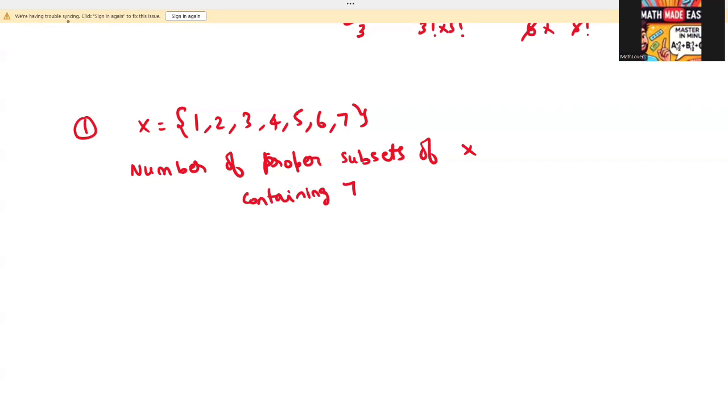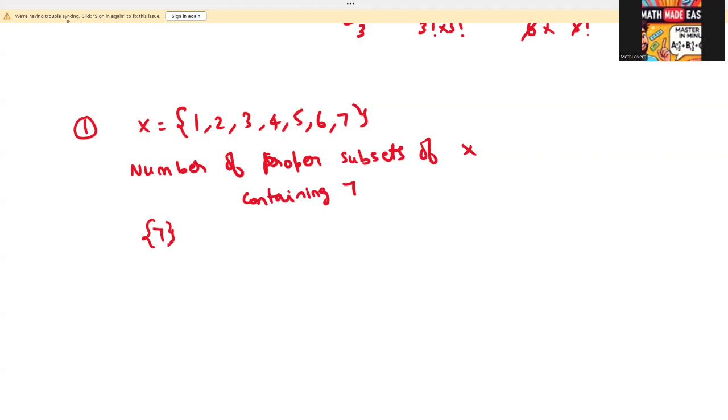So, let me first tell you what a subset is. From a particular set, when you pick some elements and make a new set, it's called a subset. If you pick all the elements of a set and make a new set, then such a subset will not be called a proper subset. You should not be taking all the elements. Now they are looking for the proper subsets which contain 7 in it. Meaning your subsets can have 7 in it, followed by other elements.